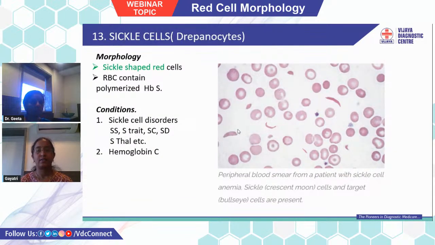Coming to sickle cells, which are also called drepanocytes, these are sickle-shaped cells. There is abnormal hemoglobin polymerization, which leads to fluid polymers, and these polymers get accumulated and disrupt the normal biconcave cell to form a sickle-shaped cell. These sickle-shaped cells cannot pass through all the capillaries and they get stuck, resulting in obstruction to blood flow, which may finally lead to pain crisis or hemolysis. These are seen in sickle cell disorders, either in homozygous or heterozygous form, or in combination with thalassemia or hemoglobin C.